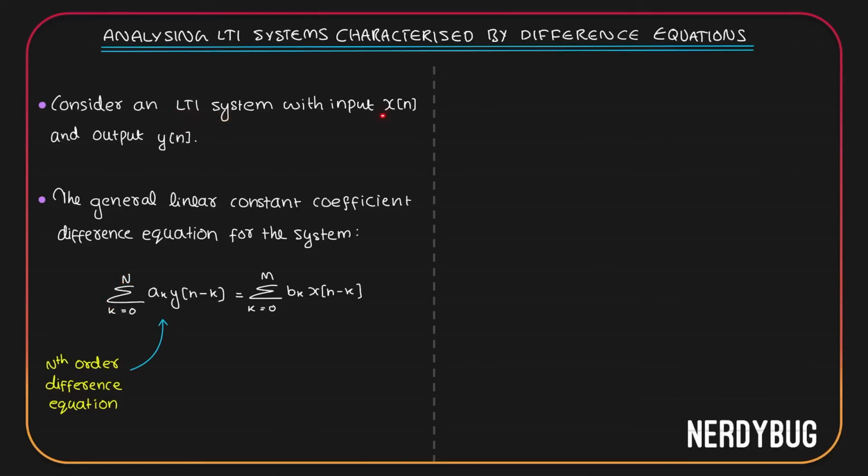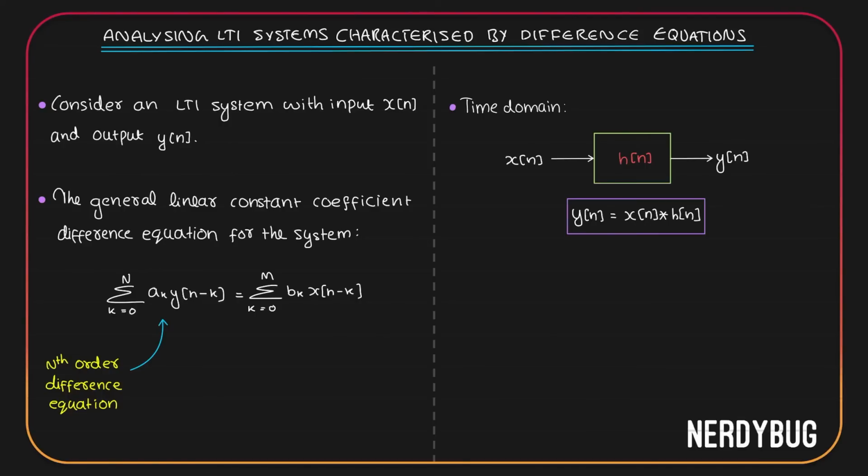We have an LTI system whose input is x[n] and output is y[n]. In the time domain, we can define it like this. Input of the system is x[n], output of the system is y[n]. Let us take the impulse response to be h[n]. Impulse response is the output of the system when the input is an impulse function. Now, they can be related like this. The output y[n] is the convolution of x[n] and h[n].